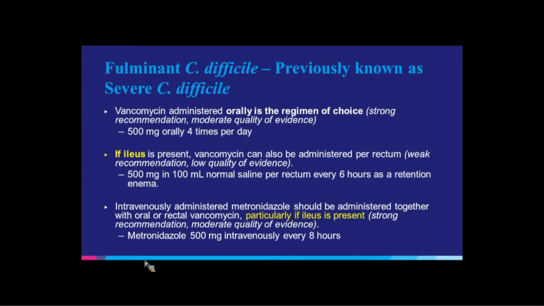So fulminant C. diff, previously known as severe disease C. diff. They're recommending, in this case, really vanc first line, high dose, 500 milligrams 4 times a day. Strong recommendation, moderate quality of evidence. If there's an ileus, they also think you can use vancomycin retention enemas, 500 milligrams in some normal saline every 6 hours can also be administered. But this is a weaker recommendation, low quality of evidence.